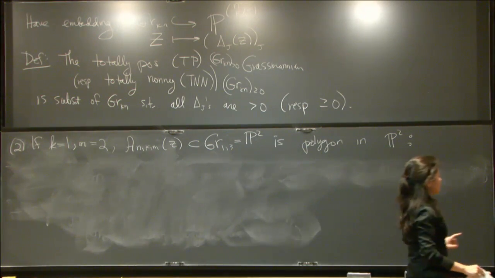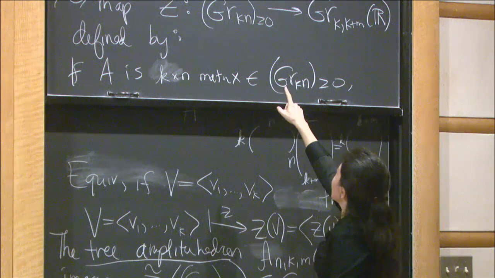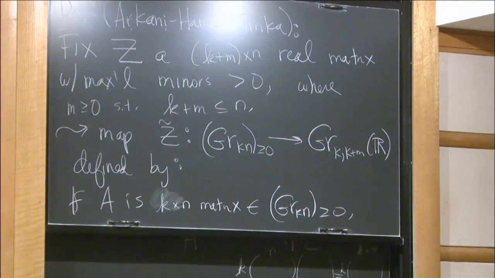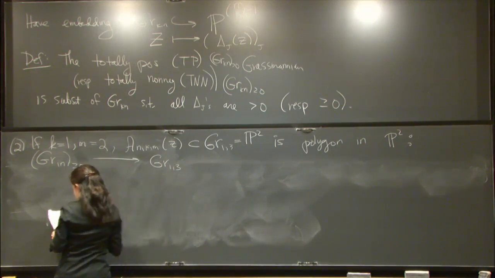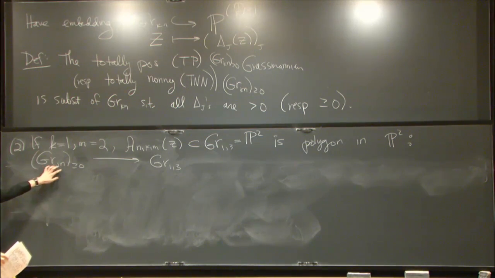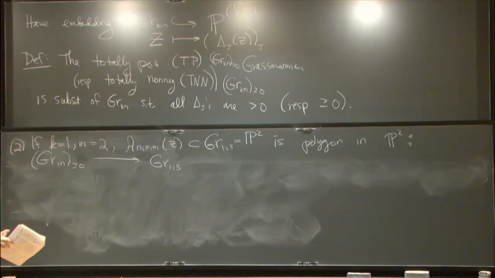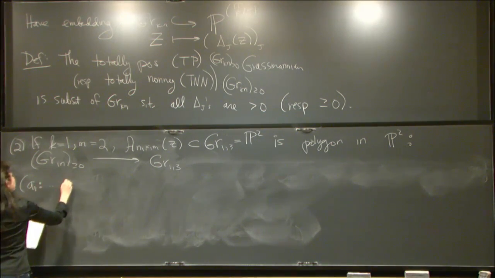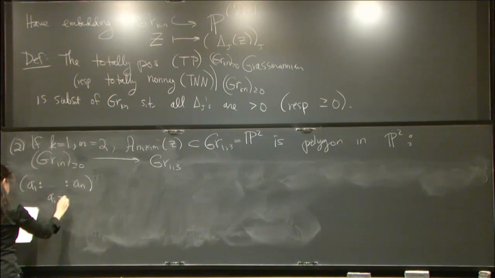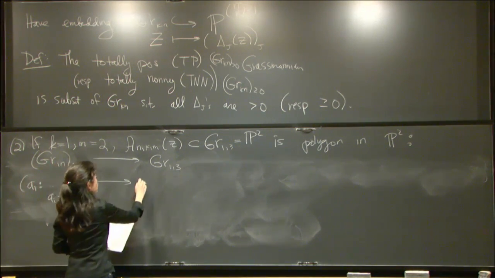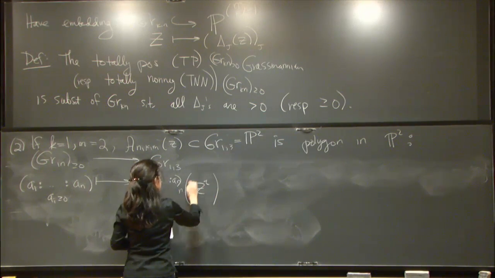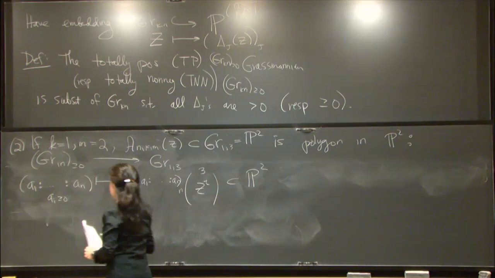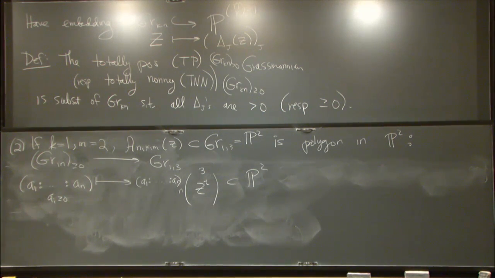So we're in the k equals 1, m equals 2 case, and I'm going to look at this map from Gr_{1,n} into Gr_{1,3}, and the totally non-negative part of Gr_{1,n}, namely projective space, is represented by points with projective coordinates non-negative. And we're mapping this row vector to the product of matrices. So this is n by 3. It's going to live in P^2. So now let's think about what we're going to get in the image.